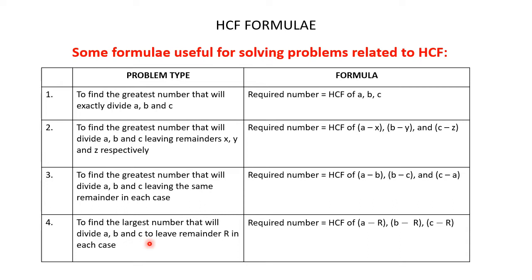If in the problem you are asked to find the largest number that will divide A, B and C to leave remainder R in each case, this means that the value of the remainder is given, then you have to use this formula. Hope you understood that. If you are given remainders that are different, use this formula. If the remainder is the same but its value is not given, use this formula. If the remainder is the same and its value is given, use this formula. Please memorize all these formulae so that you can solve problems related to HCF easily.